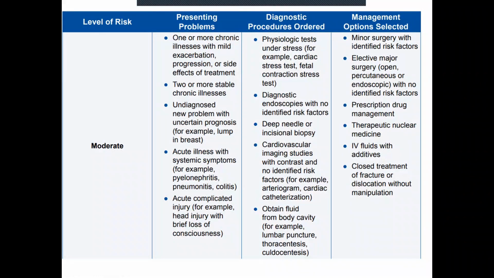Moderate risk presenting problems: 1 or more chronic illnesses with a mild exacerbation, 2 or more stable illnesses. If you have an undiagnosed new problem, or an acute illness with systemic symptoms, this is considered moderate risk. In terms of your diagnostic procedures, again, they can have risk if you're obtaining bodily fluids, such as doing an LP, a paracentesis, a thoracentesis, that is considered a moderate risk. Or if you're adding IV additives to your IV fluids, that's also considered a moderate risk.